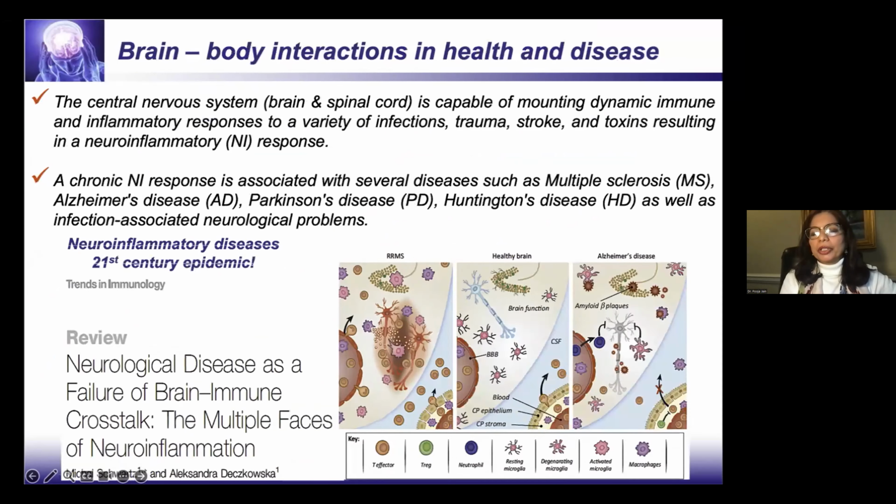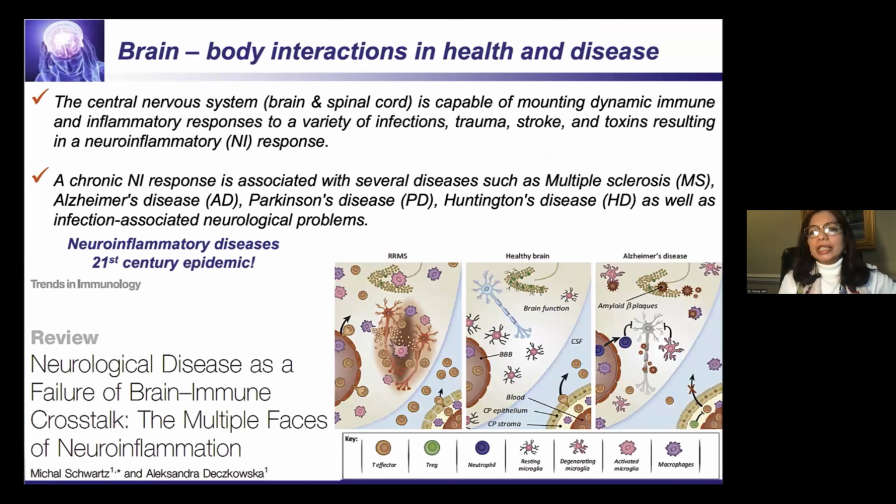So why is it important to study the brain-body interactions in health and disease? Because as the healthcare industry is evolving, we have people living very long, healthy lives, but with aging come the chronic diseases. One of those chronic diseases are diseases of the brain, and they could be considered the 21st century epidemics. And these diseases are facilitated by a crosstalk between the brain and our immune system.